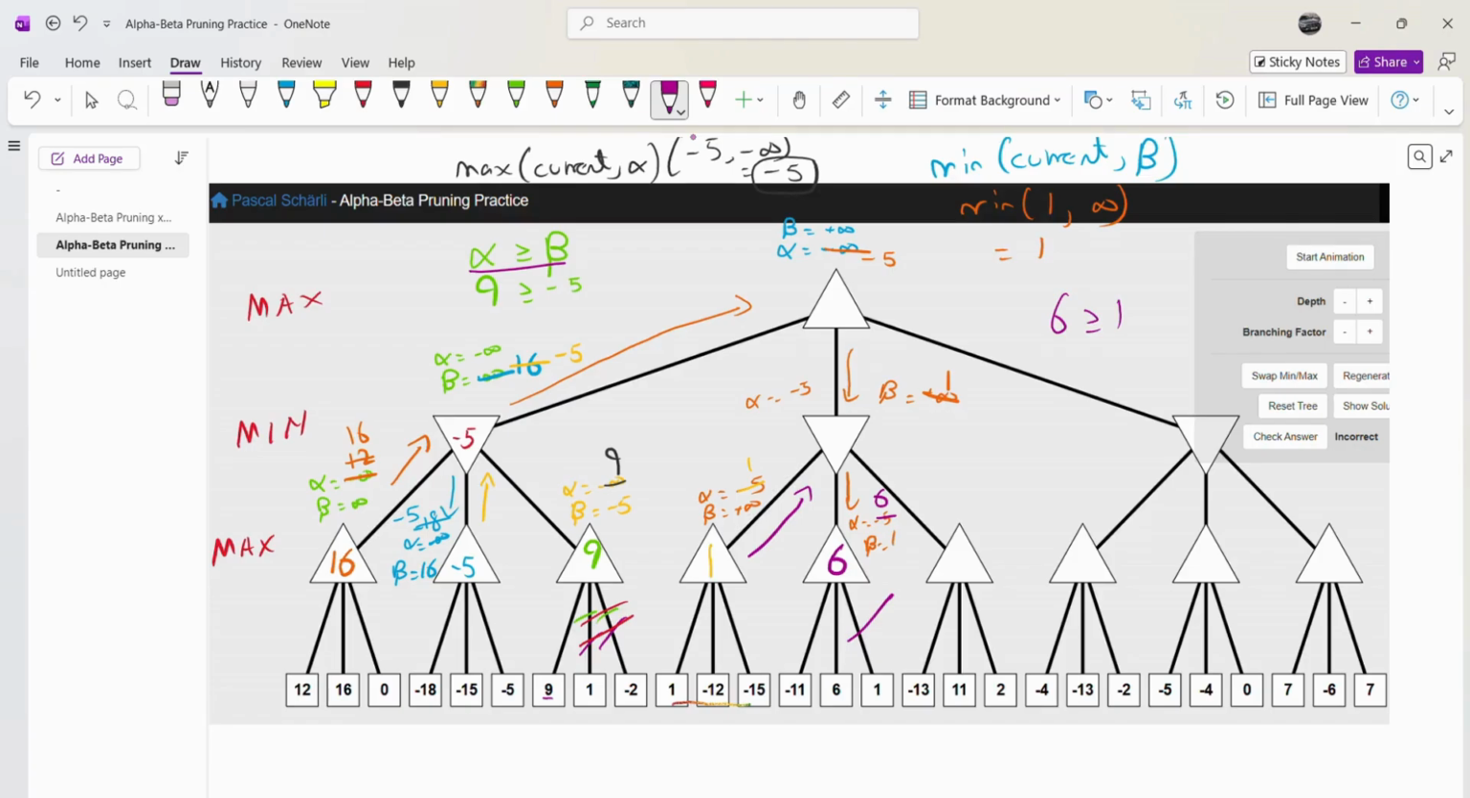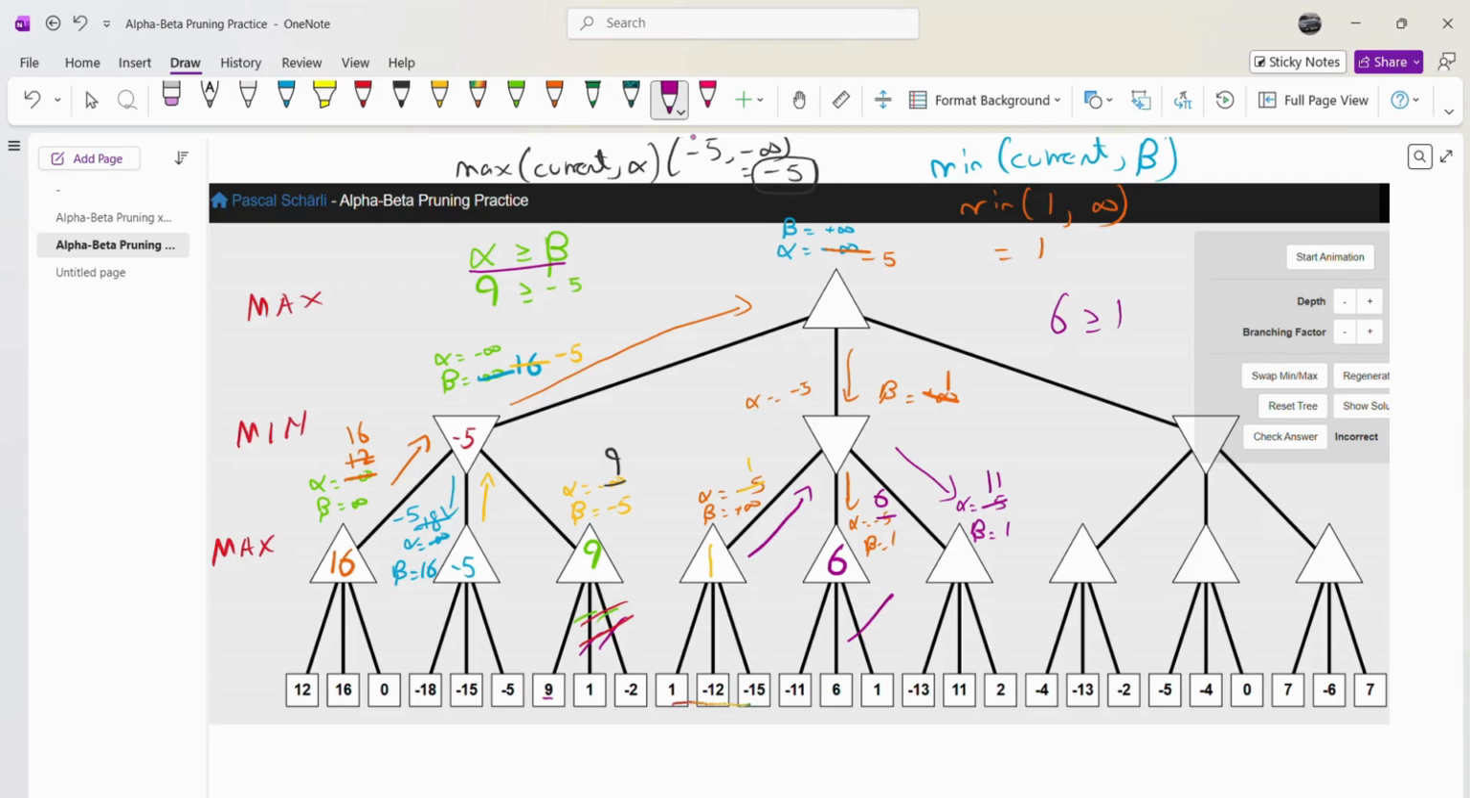Now we have alpha as 6 and beta as 1. So the current value here is going to go up, and then the comparison will be done. Here the beta value is 1 and it's 1 over here. Over here we get the same values, alpha as negative 5 because these were the values of its parent, and beta as 1. So negative 13 or negative 5, negative 5 is greater. 11 or negative 5, 11 is greater, so the value of alpha gets updated.